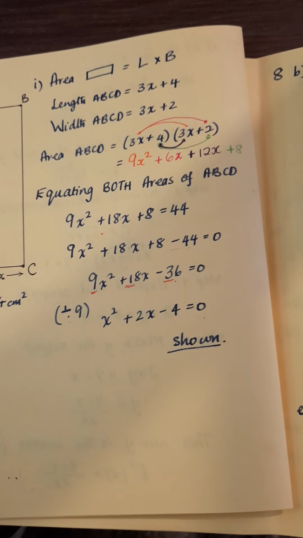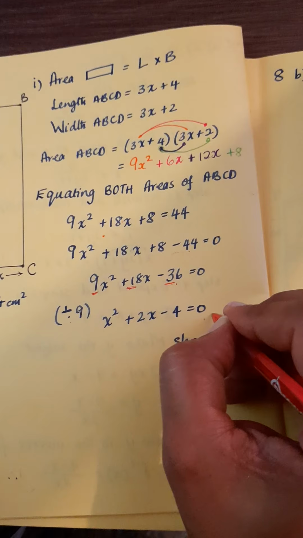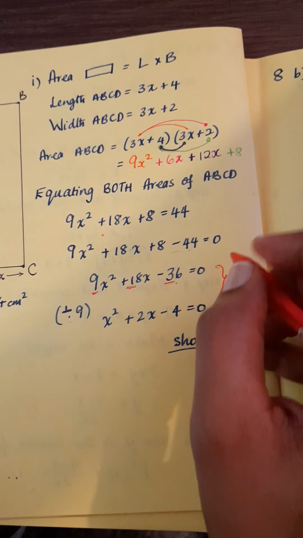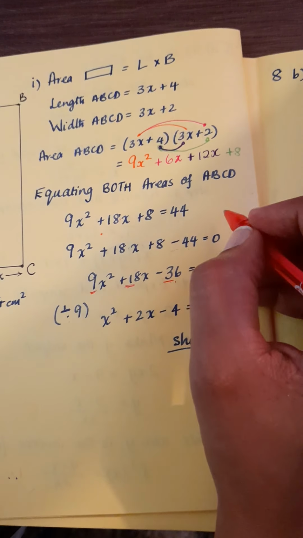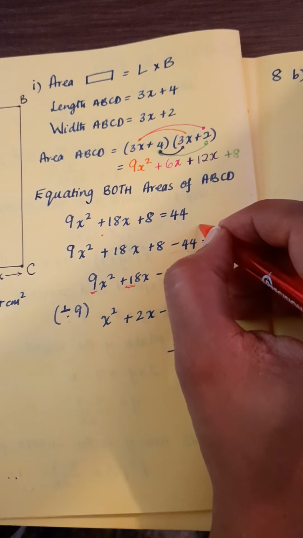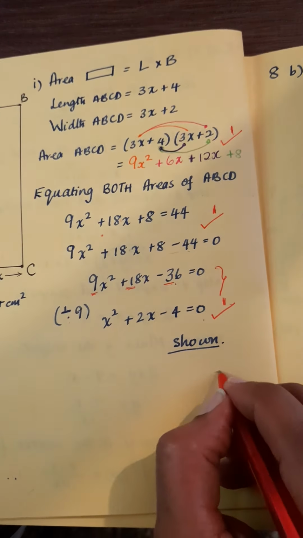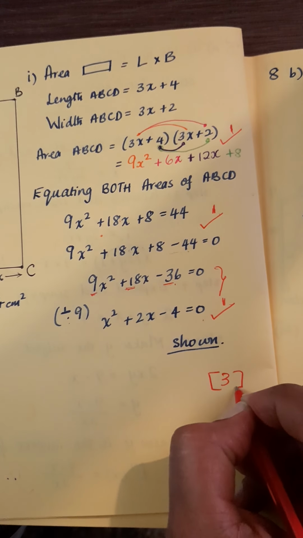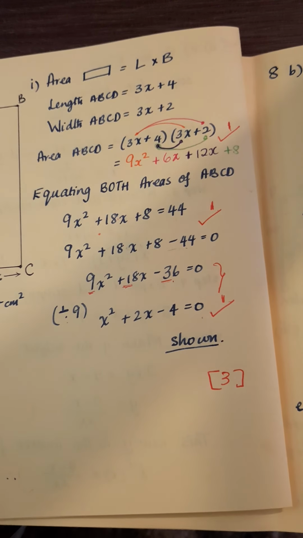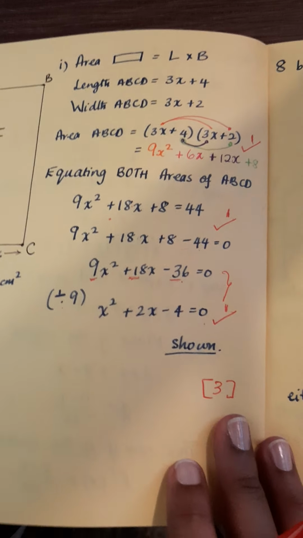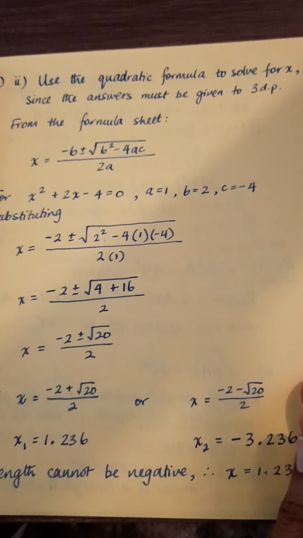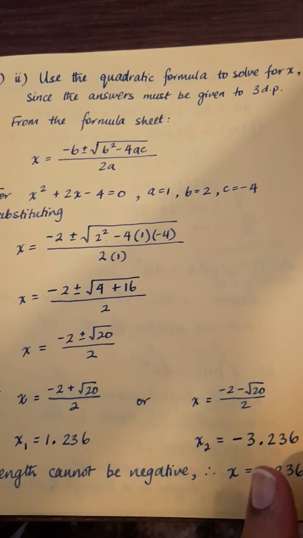This was 3 marks. So 1 mark for getting that, 1 mark for reducing it, and 1 mark for multiplying it. So that is our 3 marks there. Right, CXC is very stingy with their marks these couple of years.